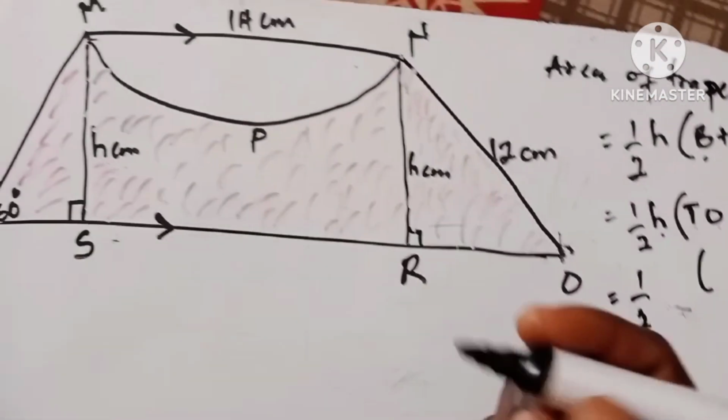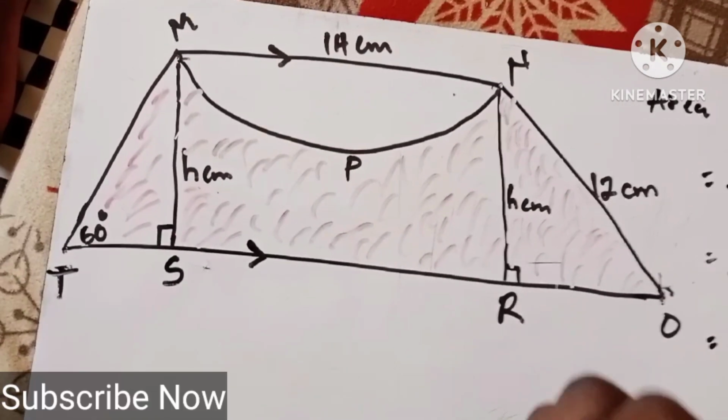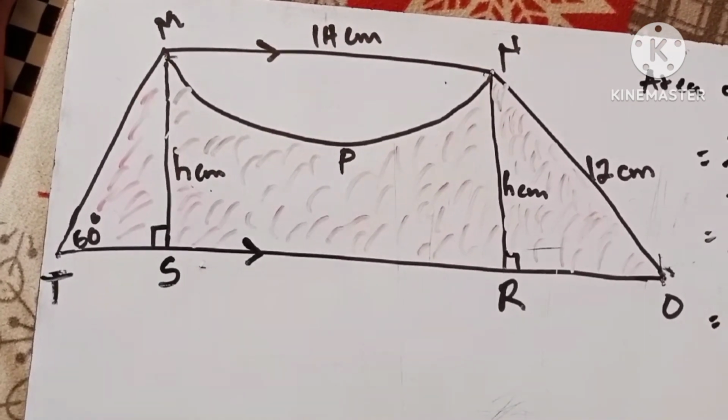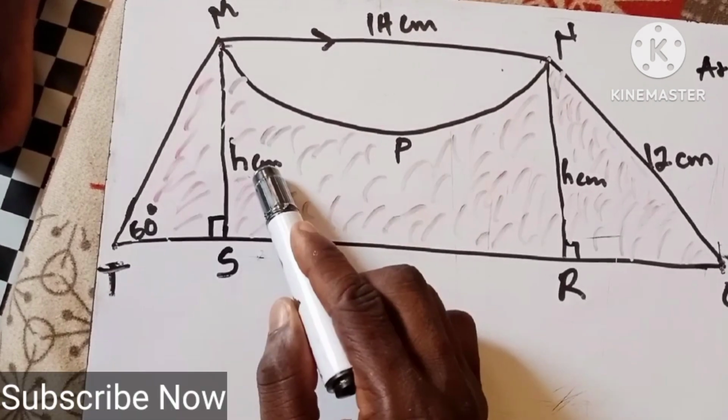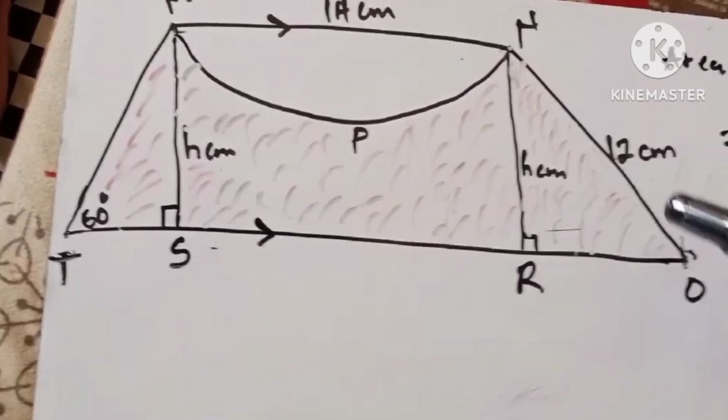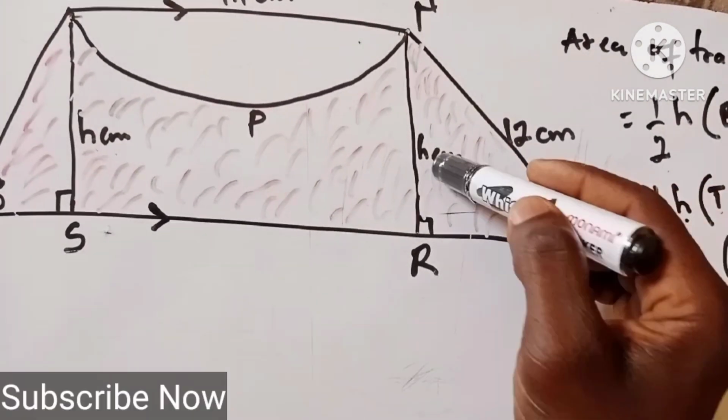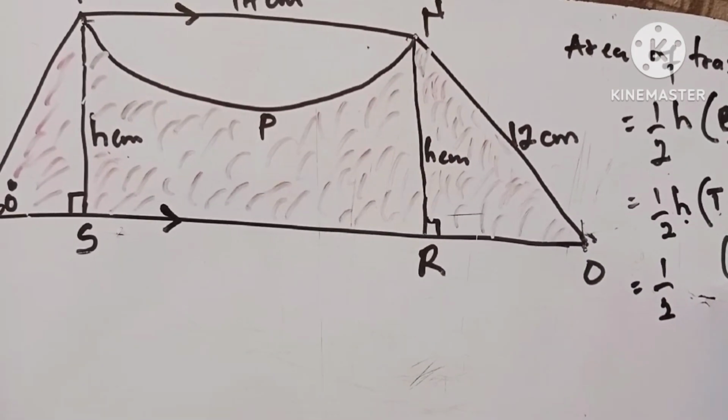So all the information that we are given is all that we are going to use to determine the missing variables, right? So we have here 60 degrees, and then here h, right? And then we also have here 12 centimeters, and then here is also h. So how can we determine the h here?